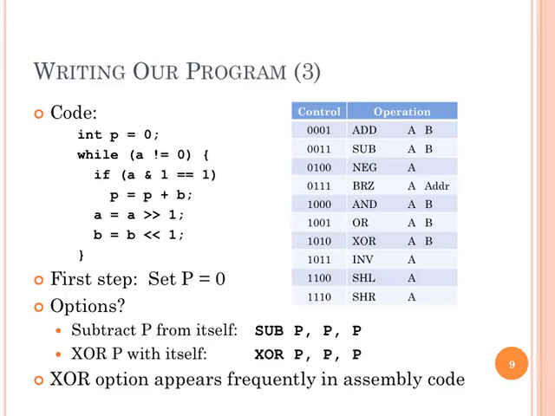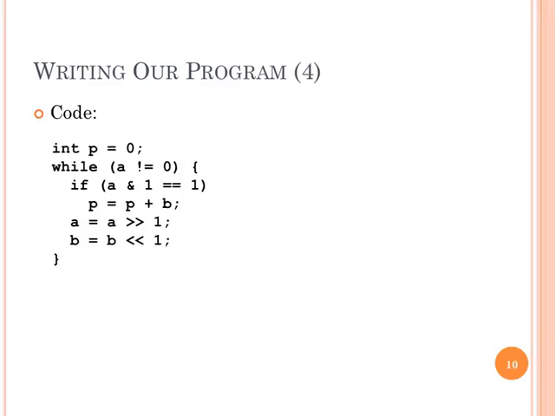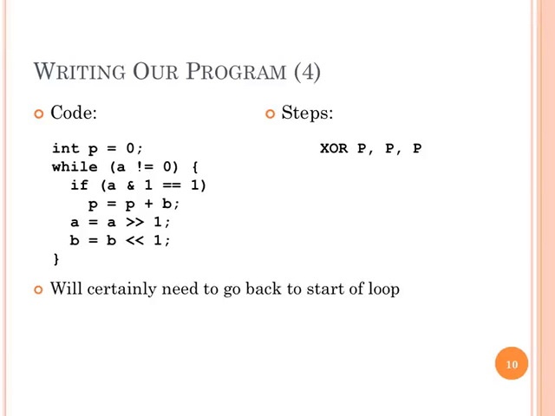You're going to probably see that in code that's generated by compilers that you will be looking at. Okay, so that's the first step. We know we can go ahead and clear P that way. So we have XOR P, and store it into P. That was easy.